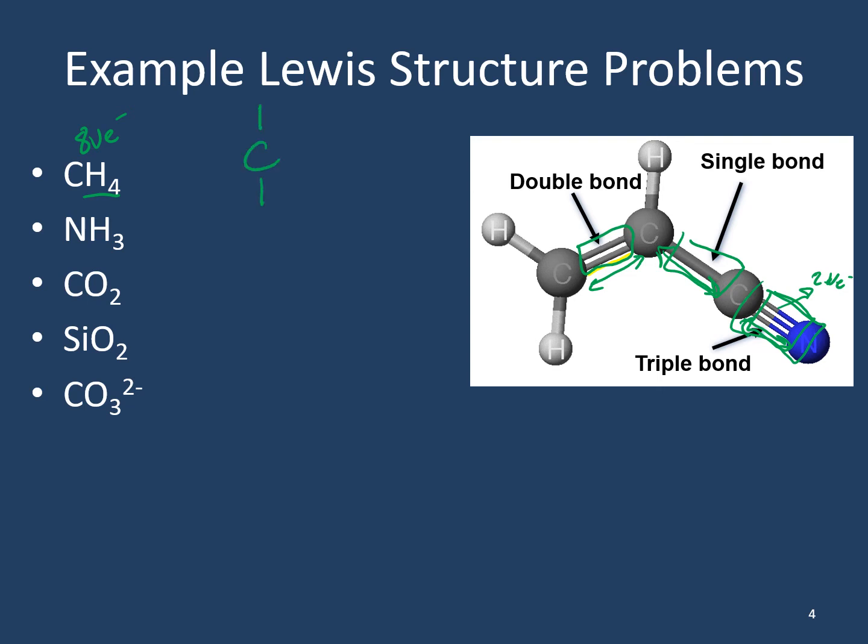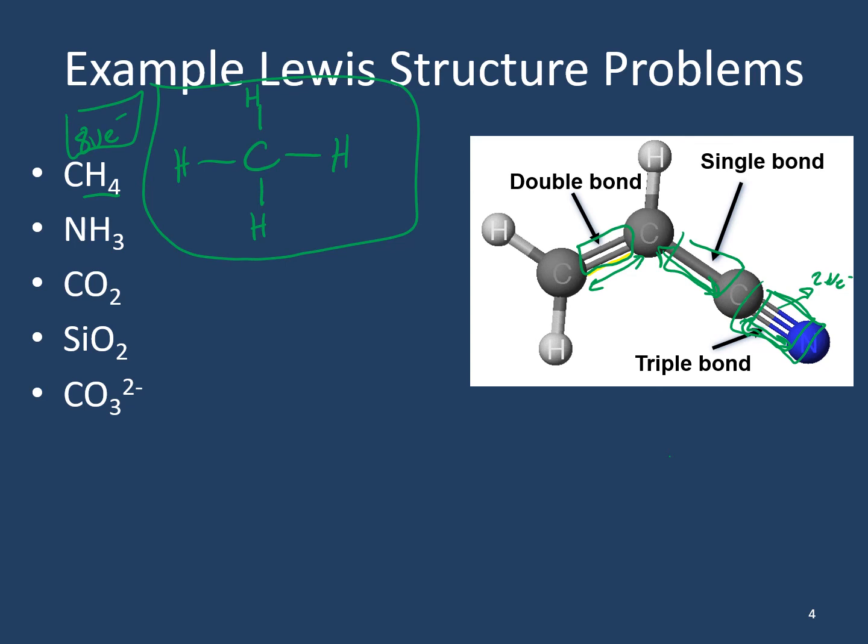So the next thing I'm going to do is attach each of my hydrogens to the central atom using a single bond. And if we look at this, here's 2 electrons, here's 2 electrons, here's 2 electrons, here's 2 electrons. That's a total of 8 valence electrons, and we are out of valence electrons because our structure can only have 8 of them. And this is actually the correct Lewis structure for CH4.